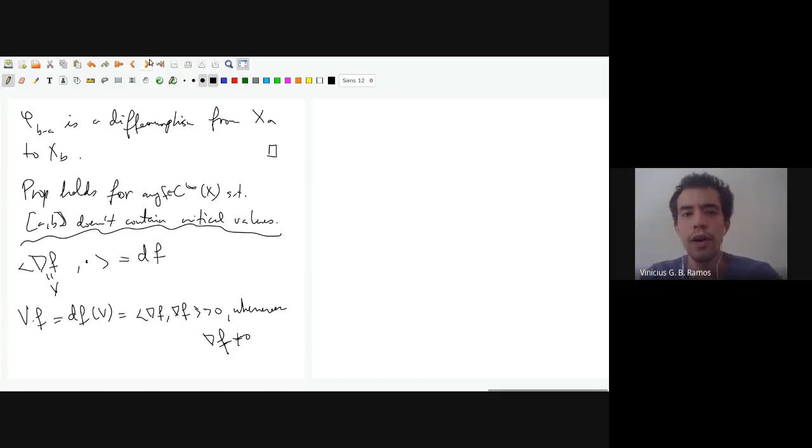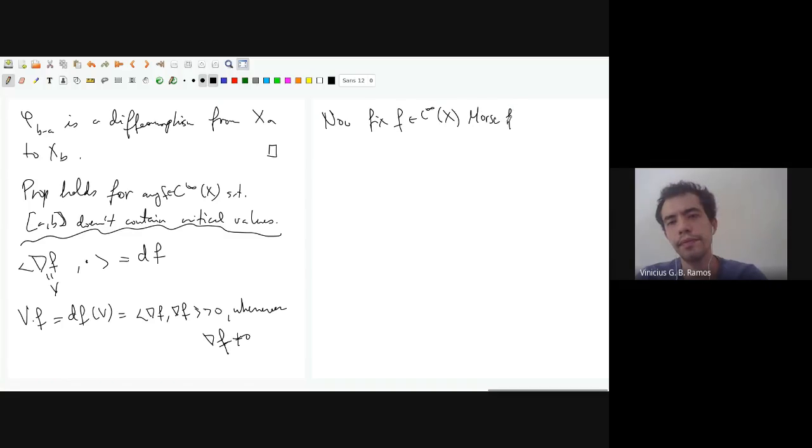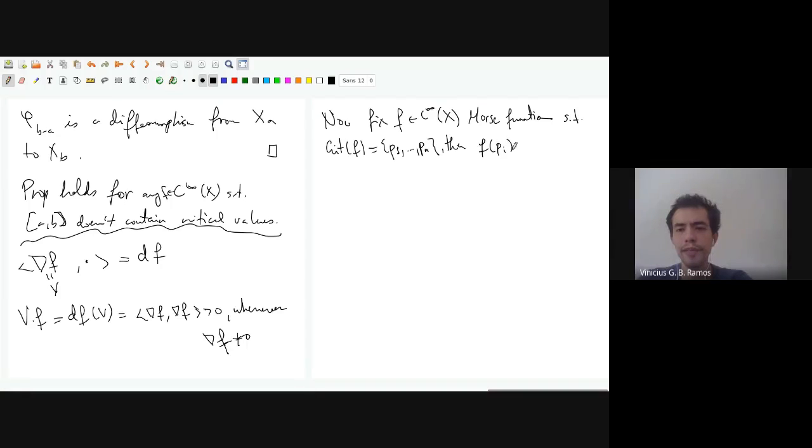All right, so now we fix a Morse function on your closed manifold with the property that we proved from last time. So with the property that if the critical points are P1 through Pn, then they all have different images. So the critical values correspond to a unique critical point. Okay? So what is this telling us?